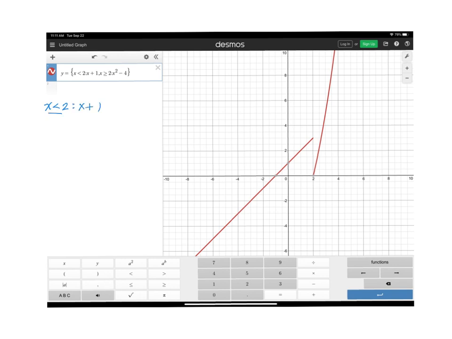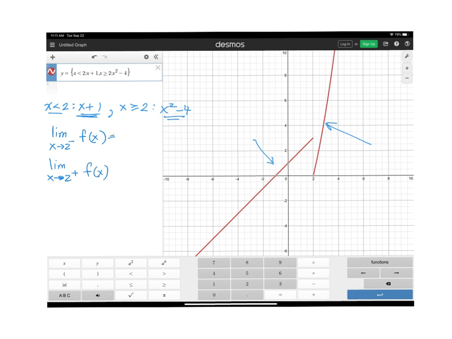So for x less than 2, the function is defined as x plus 1. Then you put a comma, and for x greater than or equal to 2, it's defined as x squared minus 4. This x plus 1 corresponds to this section of the graph, and x squared minus 4 corresponds to this section of the graph. And we want to find the limit as x approaches 2 from the negative side of f of x. And we also want to find the limit as x approaches 2 from the positive side of f of x.